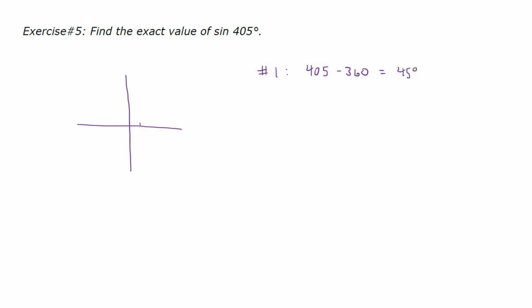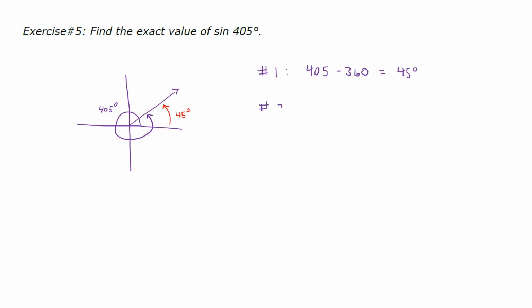That means 405 degrees is going to land in quadrant 1. That also means its reference angle is going to be 45 degrees. So we can evaluate this using the reference angle 45 degrees.